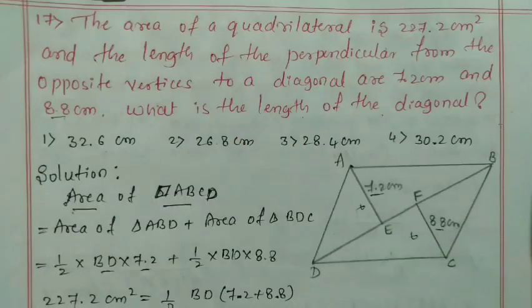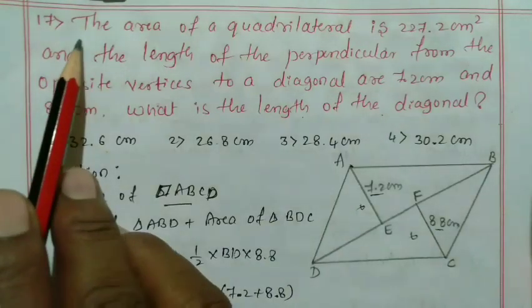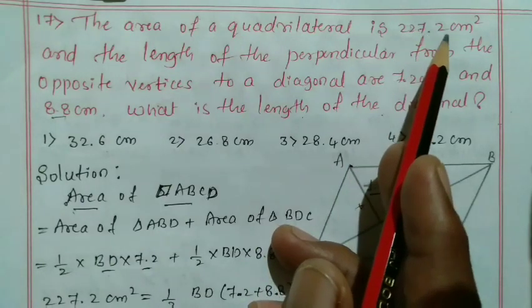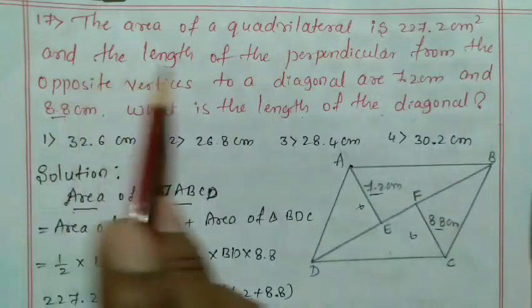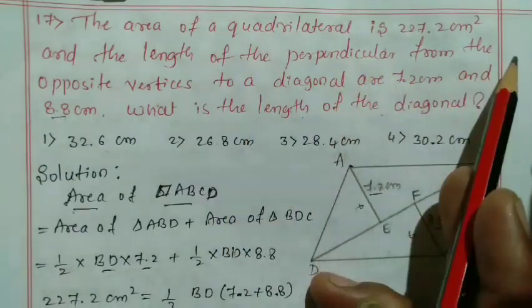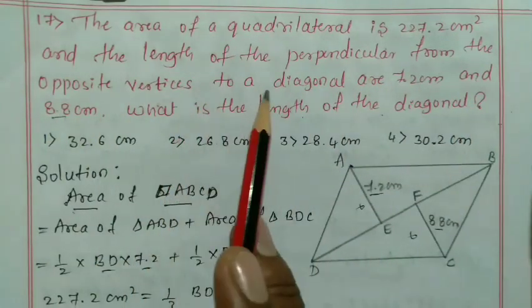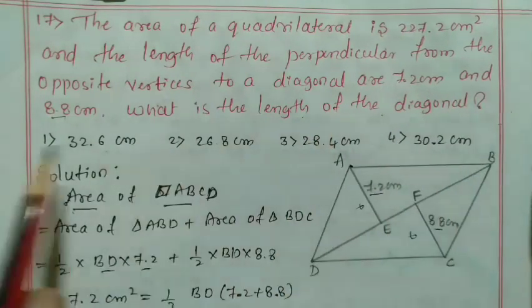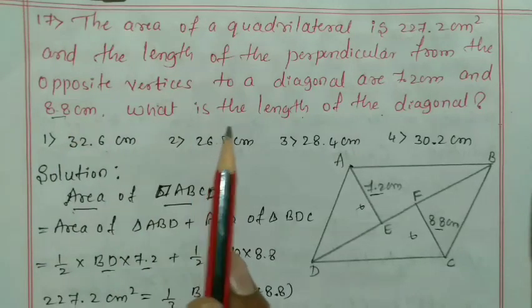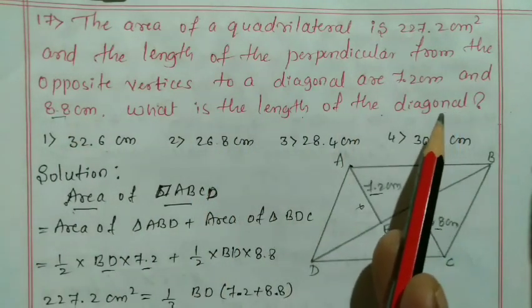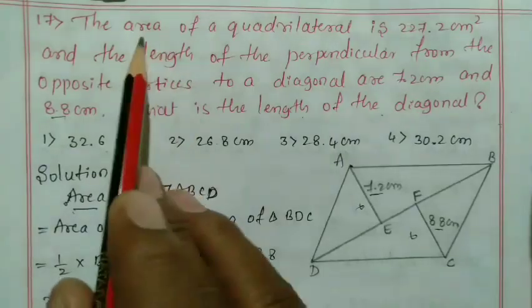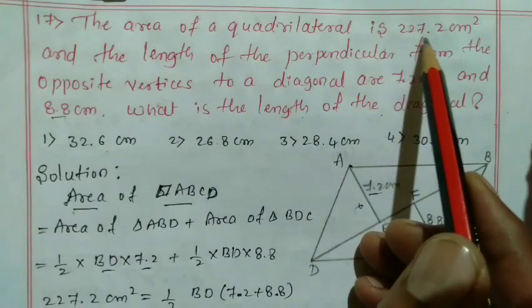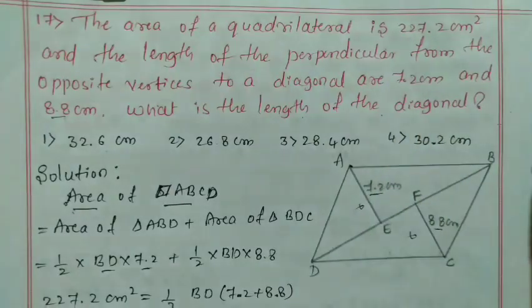Next I will go to the 17th question, and the question is, the area of a quadrilateral is 227.2 centimeter square and the lengths of the perpendiculars from the opposite vertices to a diagonal are 7.2 centimeter and 8.8 centimeter. What is the length of the diagonal? This is the question. So in this question, what is given here? The area of the quadrilateral, which is 227.2 centimeter square, is given.